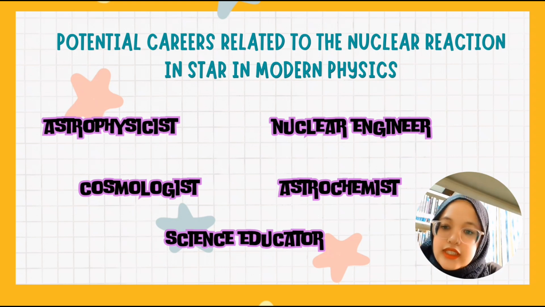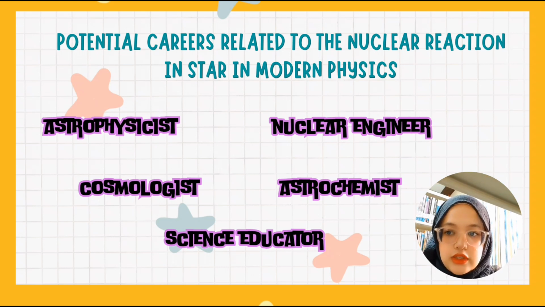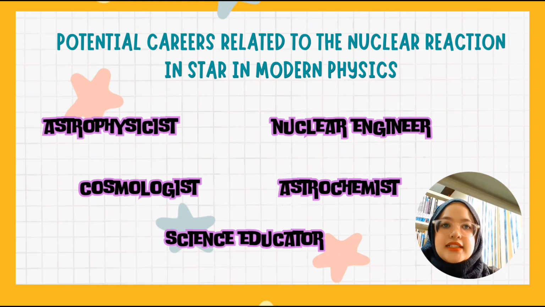Nuclear engineering. Nuclear engineers work with nuclear energy, reactors, and reactor technology. So while the focus may be more practical than theoretical research, understanding nuclear reactions in stars can provide insight into reactor designs and nuclear energy production. So next is astrochemists. Astrochemists study the chemical composition of celestial objects, including stars, and processes that lead to the formation of molecules and elements. Understanding nuclear reactions in stars is crucial for explaining the abundance and dispersion of elements in the universe.